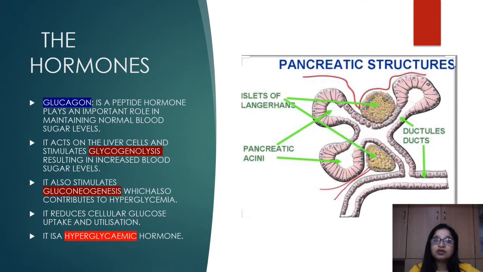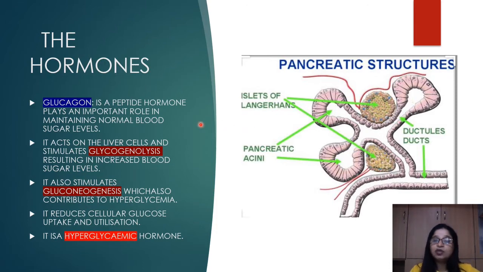So let us talk about the hormones now. If you can see the typical structure of the pancreas, these are the various ducts coming from the exocrine part of the pancreas, moving into the main duct, which will then drain into the duodenum. Whereas we have isolated islets of Langerhans here and there, and you can see these blood capillaries in close contact with the islets.